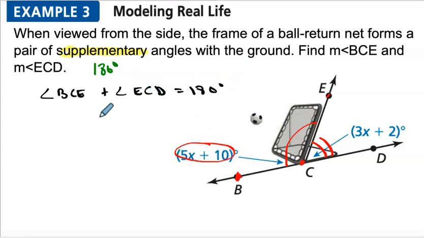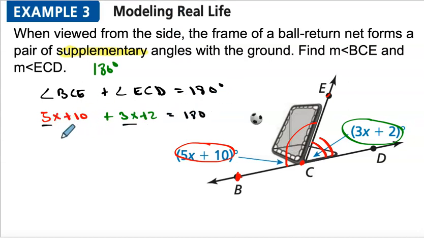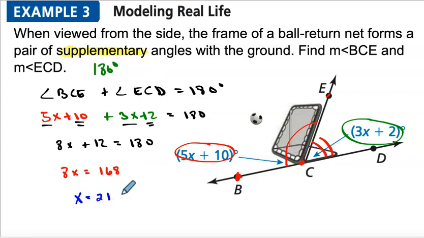BCE is given to me as an expression of 5x plus 10. ECD is also given to me as an expression, 3x plus 2, and the sum of these two expressions is equal to 180. Combine like terms, 5x and 3x, 8x, positive 10, positive 2 is positive 12, all equal to 180. Little two-step equation here, subtract 12 from both sides, you get 168, and then divide both sides by 8, and you get 21. So x is 21, not 21 degrees.